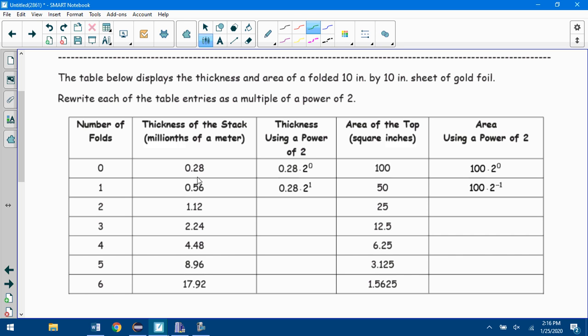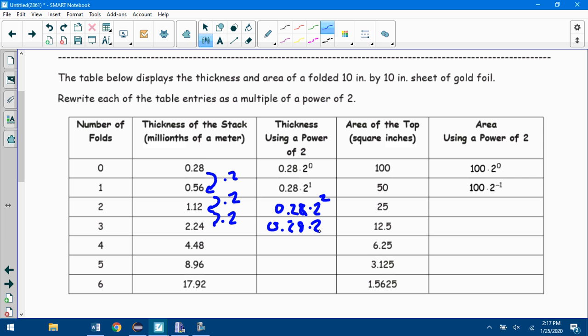Every time you fold it, what happens to the thickness? Well, think about it. If you fold a piece of paper, you're doubling the size of how thick it is. So you're multiplying by 2 every time. And if I keep multiplying by 2, I get the next number. We could write this kind of like a formula. If this is 0.28, if it hasn't been folded at all, then I multiplied it by 2 0 times. 0.56, I started with 0.28 and multiplied it by 2 once. 1.112, I started with 0.28 and I multiplied it by 2 how many times? Twice.